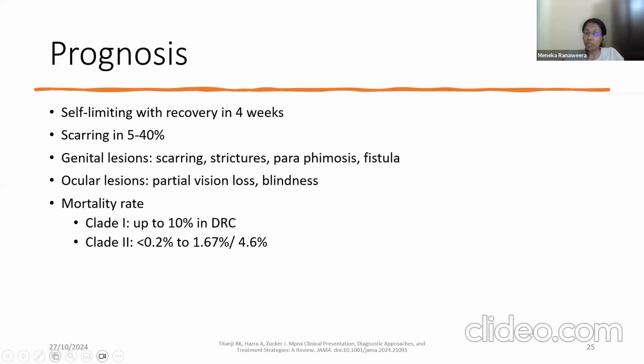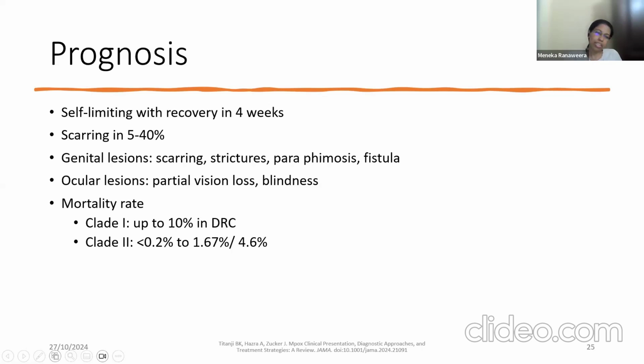If ocular involvement is there, it's very important that an ophthalmologist is contacted very early on, because there is a risk of partial vision loss and blindness. Again, on mortality rate, clade 1 has a higher mortality rate than clade 2, but it's also important to recognize that clade 1 was more prevalent in Congo, where healthcare facilities are not always high resource, and the healthcare seeking behavior is different. So that also needs to be taken into consideration when the case fatality rate is considered.